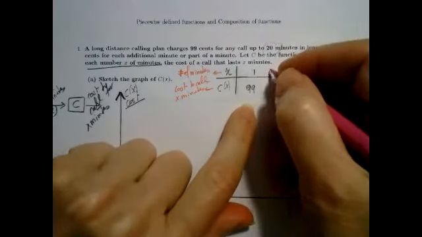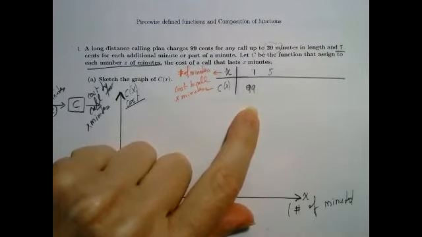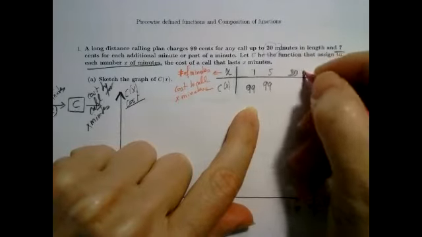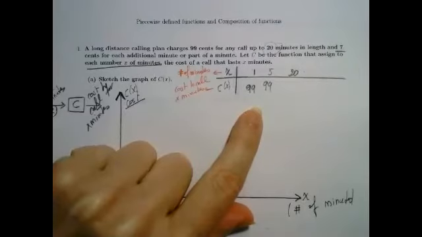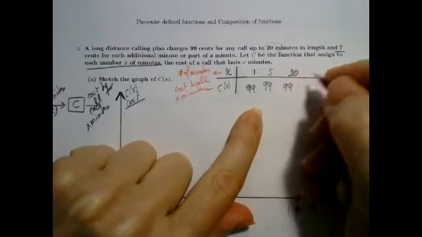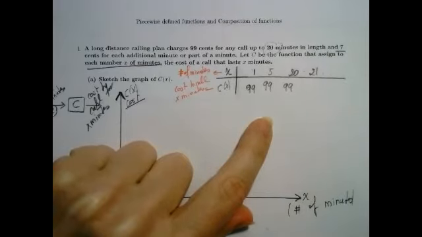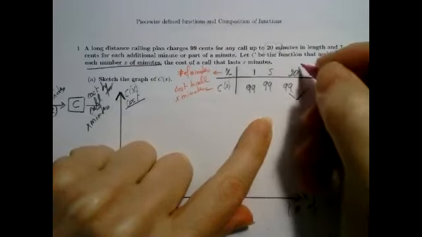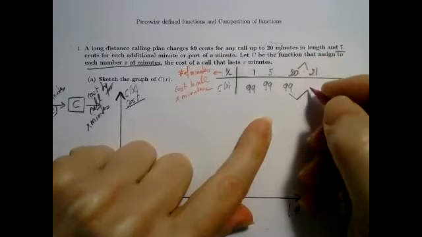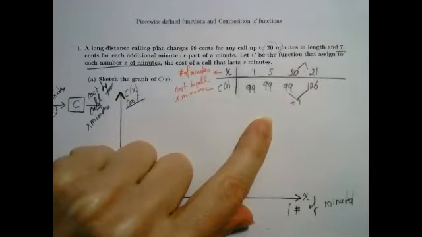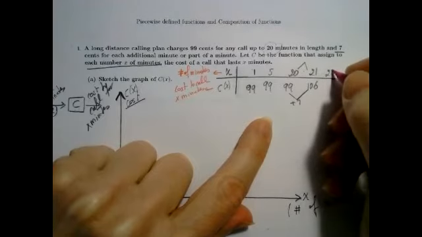If I call 5 minutes, quickly, what's the cost? 99. If I call 20 minutes, what's the cost? 99. If I call 21 minutes, what's the cost? 106. Now, for every extra minute after the 20th, I start adding 7. So that's going to be 106, or $1.06, or 106 cents.